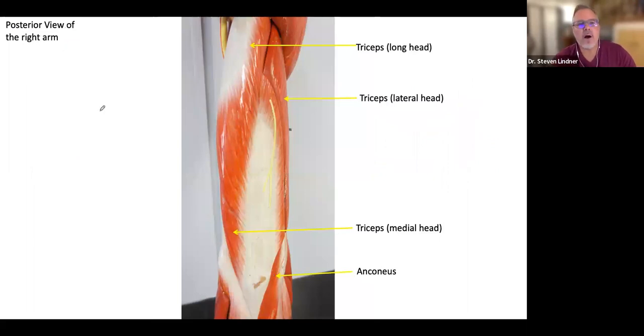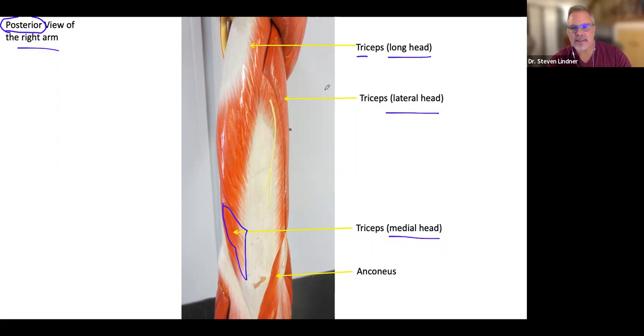Now we're taking the arm and we're turning it around. So we're looking at the arm from the posterior, and it's the right arm. So remember, the triceps has 3 heads. Tricep means 3. There's a long head, there's a lateral head, and then there's a medial head. So this right here is the lateral head. Here's the long head. And then way down in here, this is the medial head.